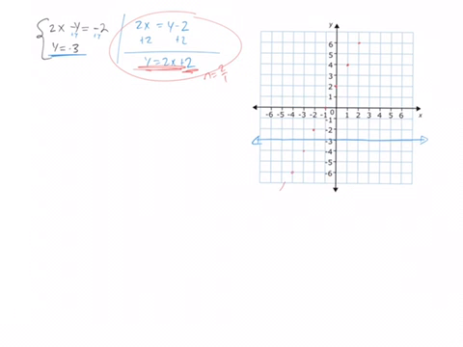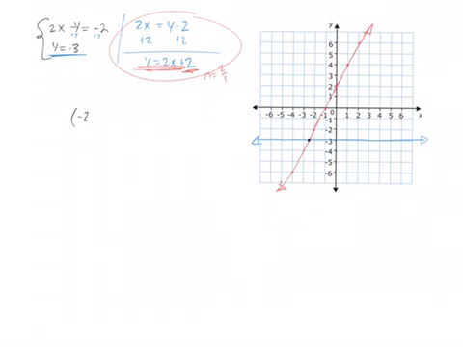Okay, and then as we draw these lines, we're looking for the point that they intersect at. Well, it looks like they intersect right here, between -3 and -2, and right where x is at -3. That is, I think, in fact, the point.